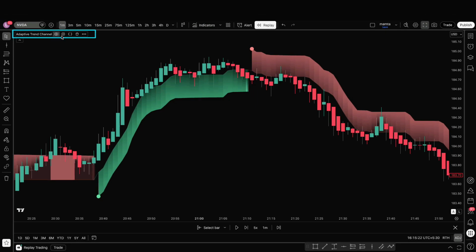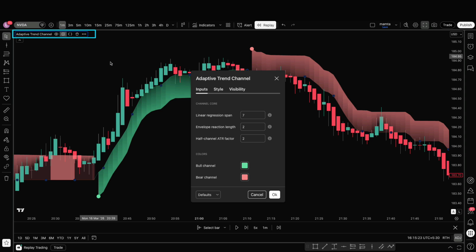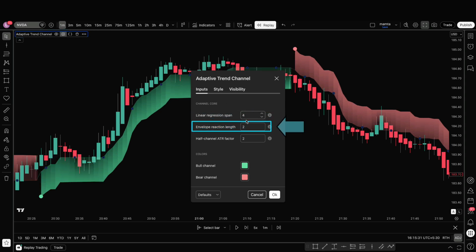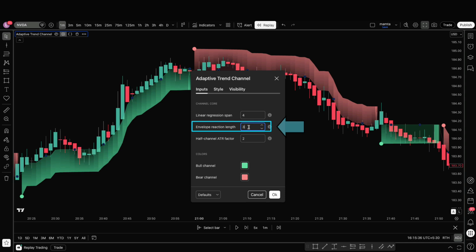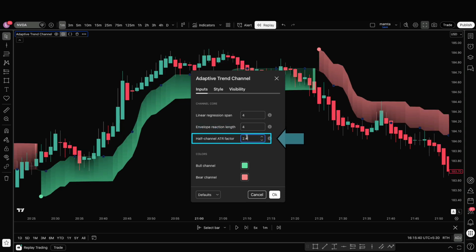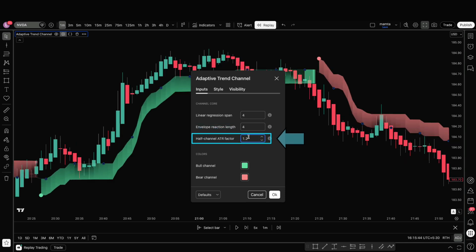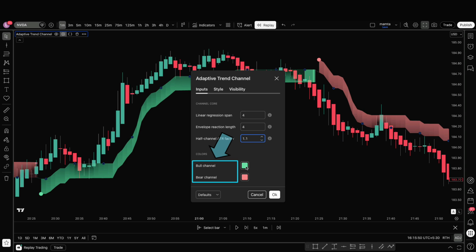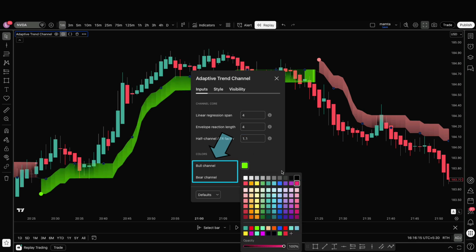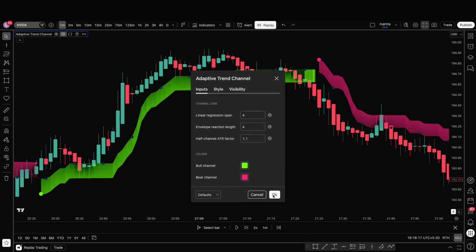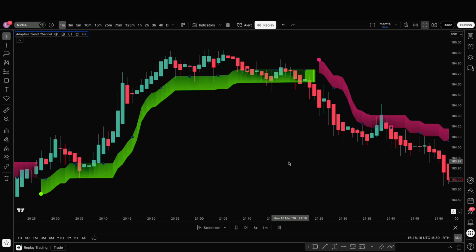Now the indicator settings change for perfect signals. First, we change linear regression, 7 to 4. We change envelope reaction length, 2 to 4. We change half channel, 2 to 1.1. We change the colors of the bull channel and bear channel. Here everything is fine after that. Click OK. Now we'll add one more indicator to make this strategy more powerful.